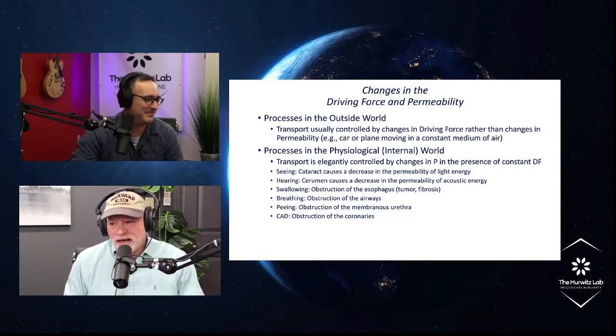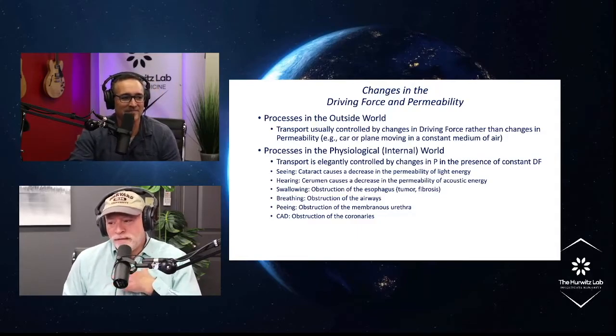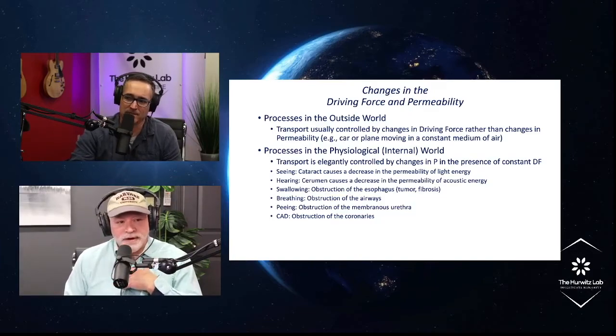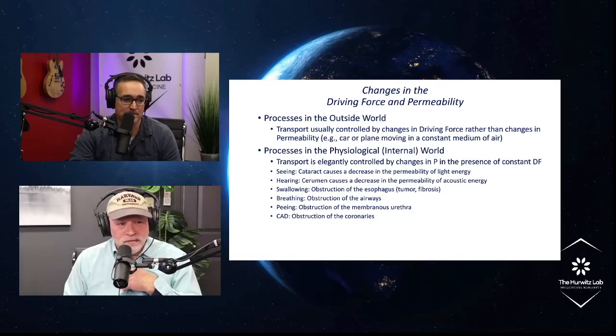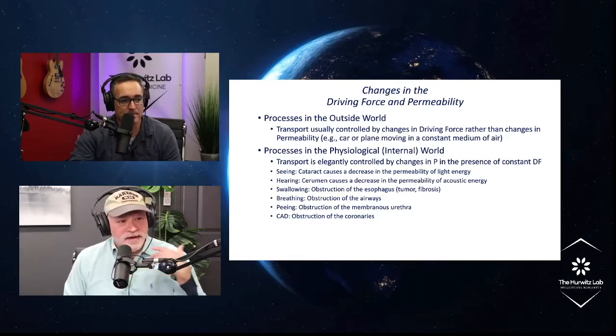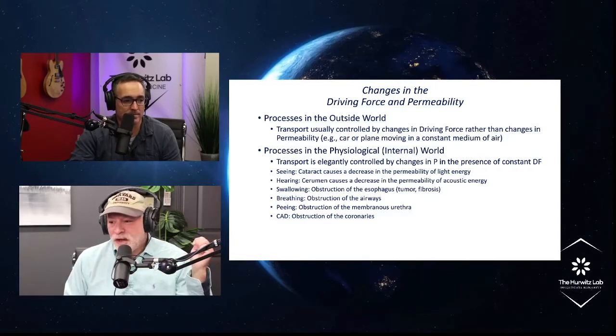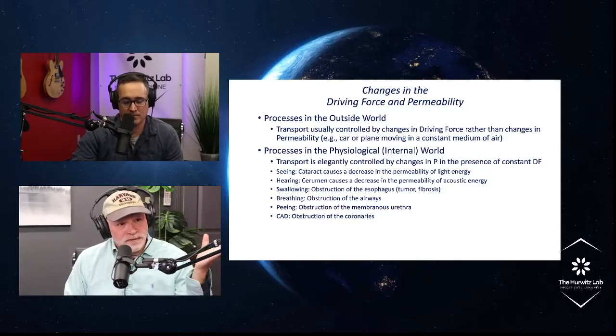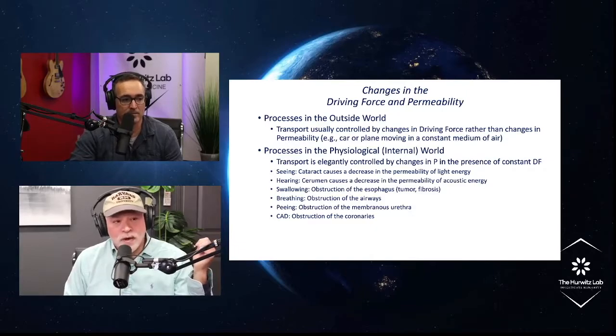So, coming back to disease, we have many examples. First of all, seeing: everybody who's ever had a cataract knows that a cataract causes a decrease in the permeability of photons hitting the back of the retina and activating, again, rhodopsin and other channels. And so that's a flow disease. It's a permeability problem. And the way we fix it is we take the cataract out and we restore the permeability to normal.